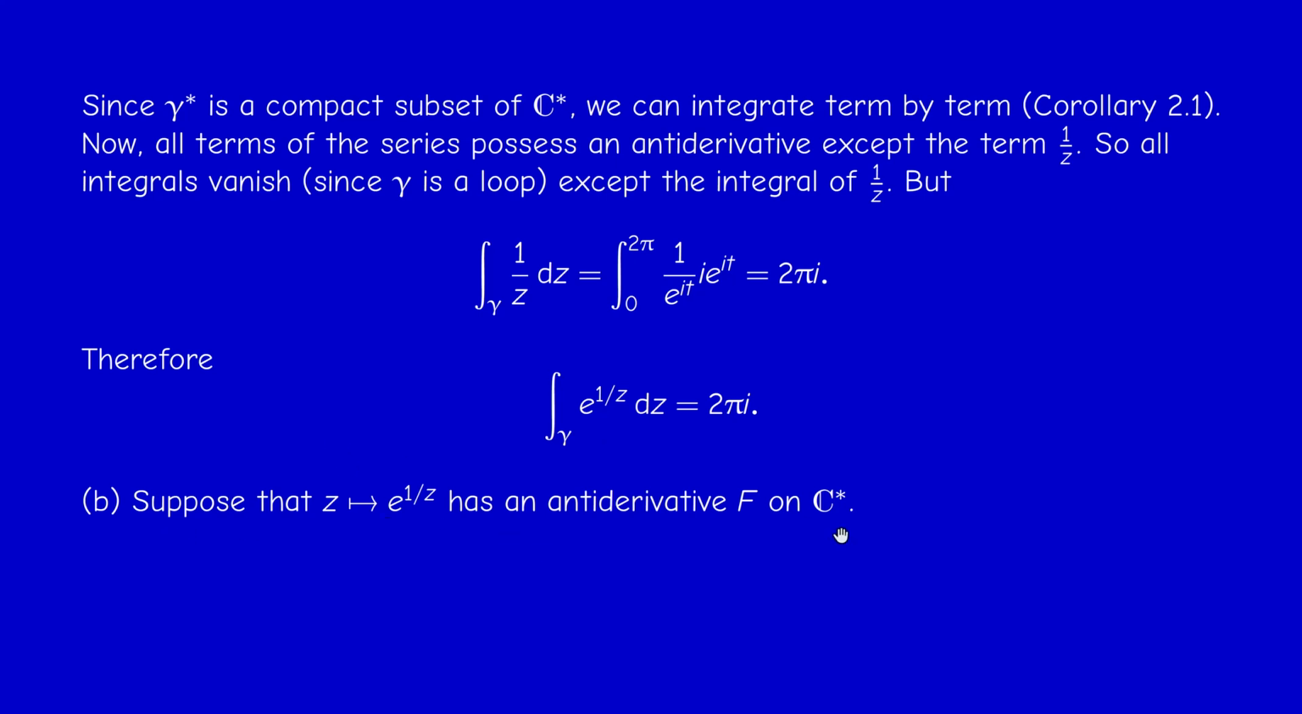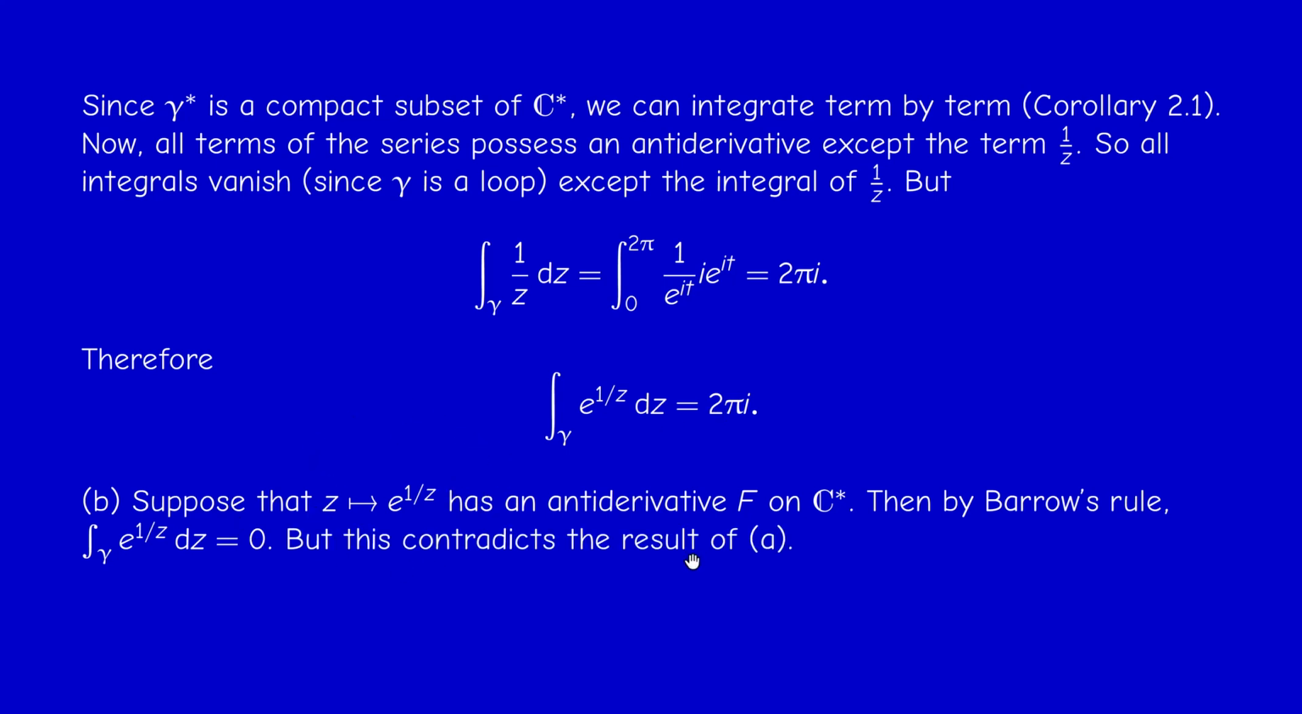Now we can answer the second question by contradiction. If this function e^(1/z) possesses an antiderivative, capital F, then by Barrow's rule, the integral should be 0 because we are integrating over a loop. But the integral is not 0. Therefore, this function has no antiderivative on C star. It's a very, very simple question that tests your understanding of the course. We always ask such questions in the exam.